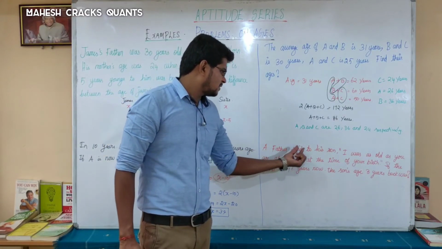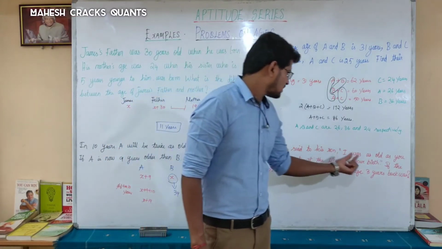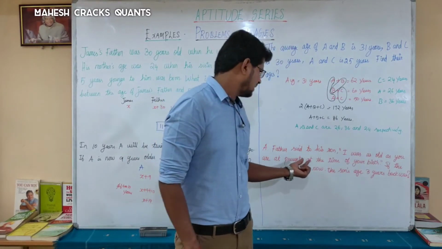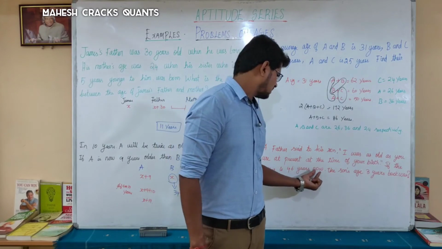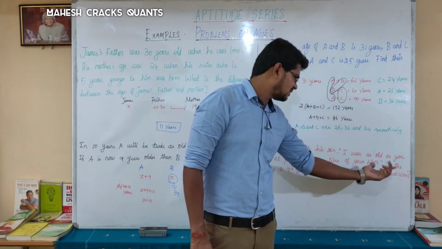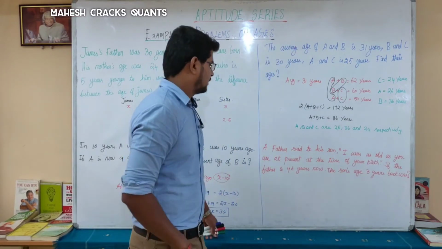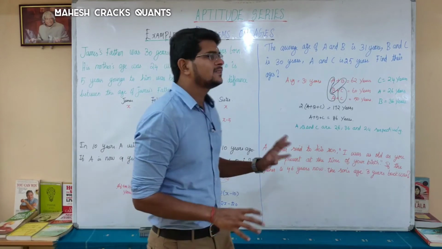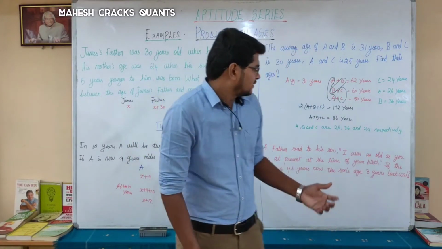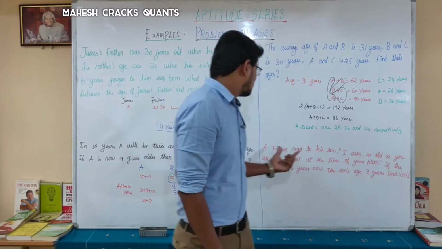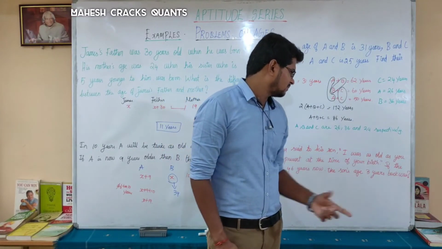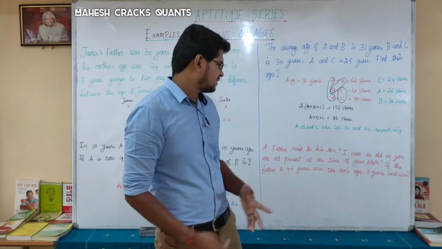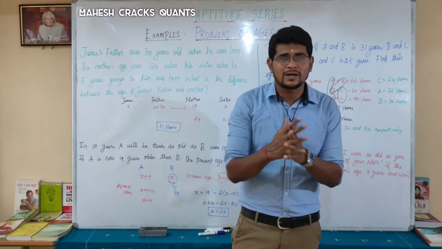A father said to his son, I was as old as you are at present at the time of your birth. If the father is 46 years now, the son's age 3 years back was. Okay, the question is, a father said to his son, what is he telling? I was as old as you are at present at the time of your birth. If the father is 46 years now, the son's age 3 years back was.